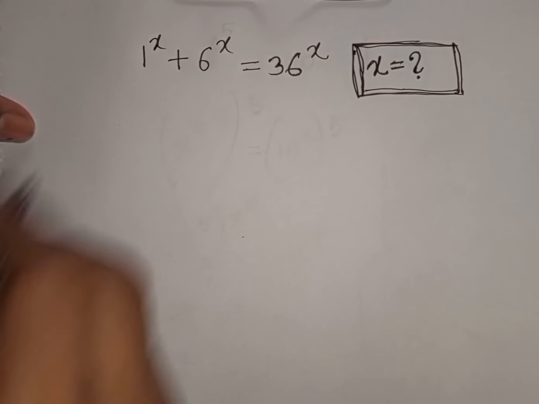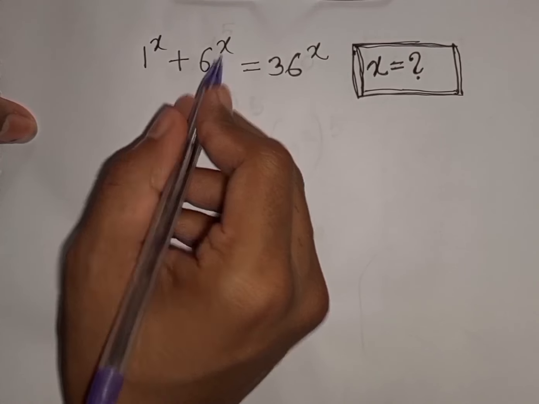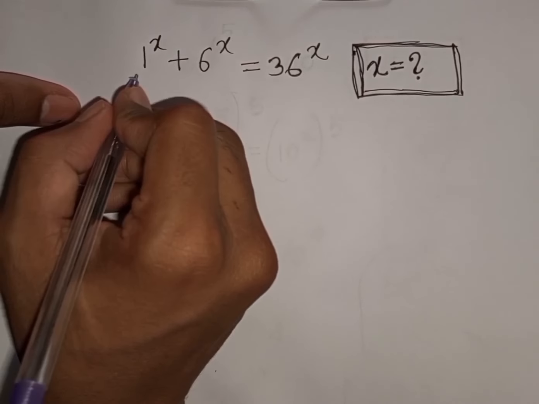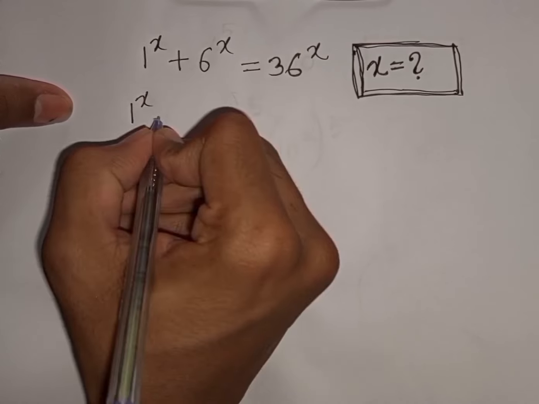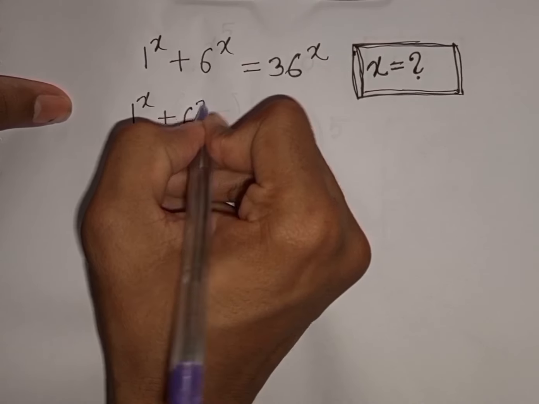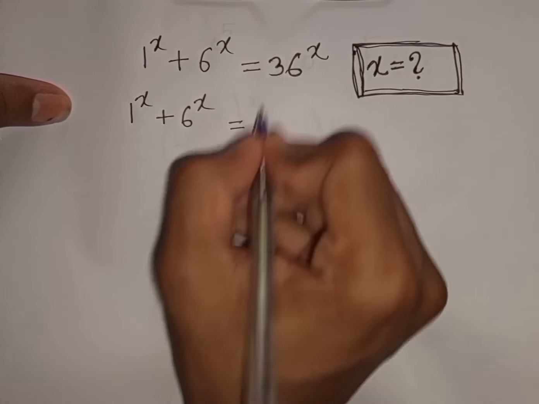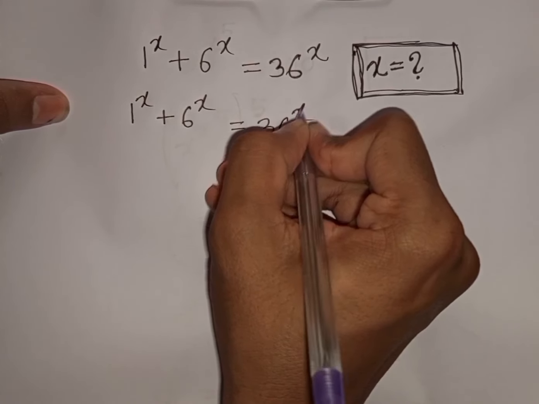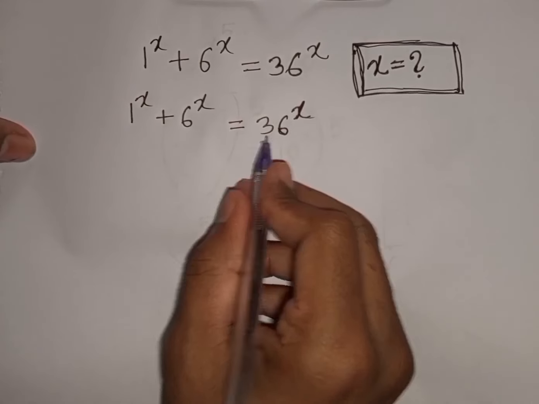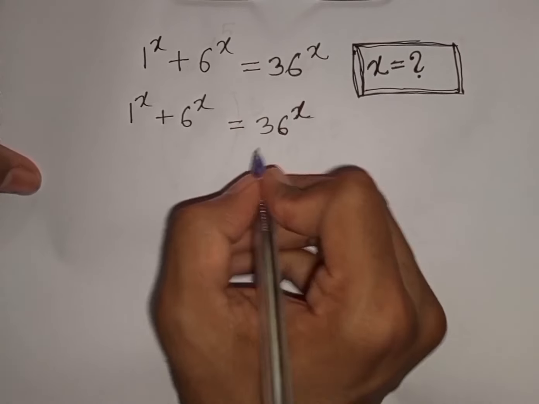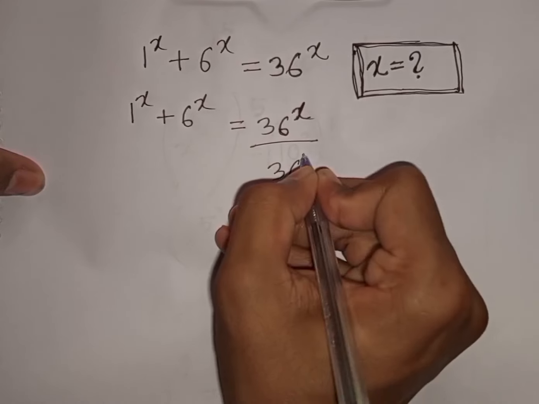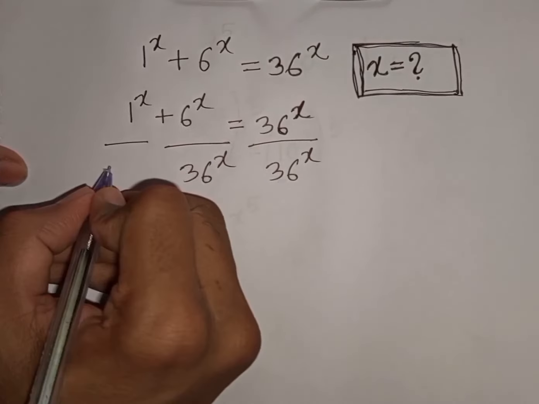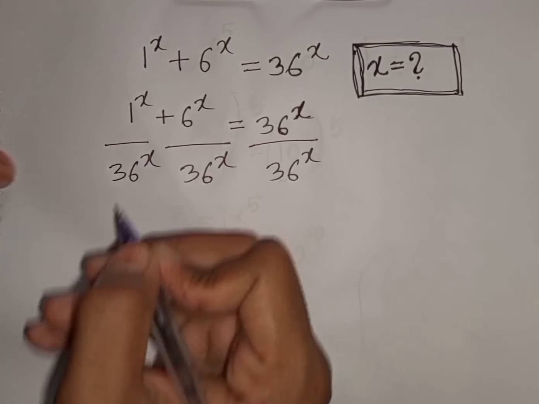How to solve 1^x + 6^x = 36^x. Find the value of x. So we have 1^x + 6^x = 36^x. Now we divide by 36^x on both sides.